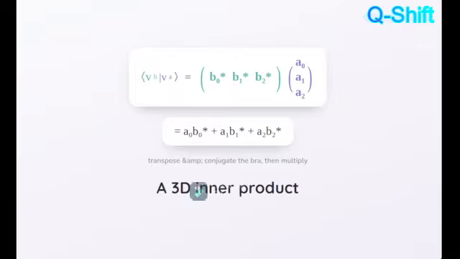Let's do one in 3 dimensions. Take ket VA with entries A0, A1, A2, and ket VB with B0, B1, B2. To form the bra VB, ket VA, we transpose VB into a row and conjugate it, then multiply. The result is A0 B0 star, plus A1 B1 star, plus A2 B2 star. Same pattern, one more dimension.